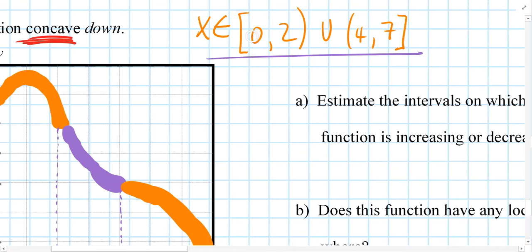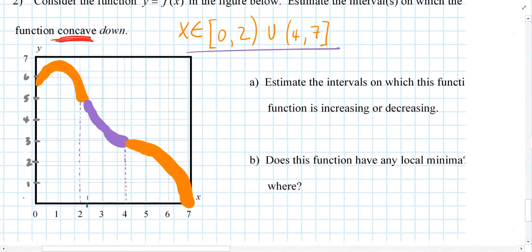The concavity behaves a little bit differently than increasing versus decreasing, and we can say that at 0 the graph is concave down. So we're going to include 0 with the square bracket, and same thing with 7 at the end here. We're going to use a square bracket there.